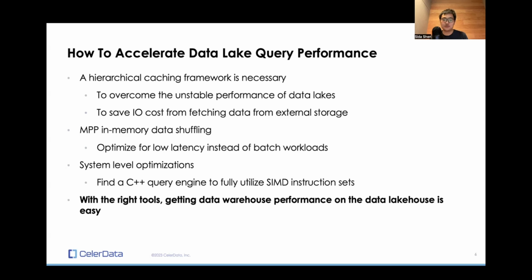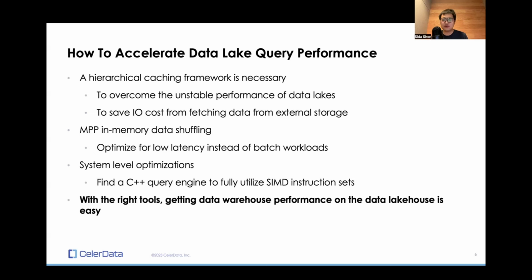external data lake storages. Also, you want to find a query engine that can do MPP, massively parallel processing, so it's scalable, and is able to do in-memory data shuffling. So instead of persisting every shuffle to disk, you want something that can shuffle between memories, and ideally run the entire query process completely in memory to be optimized for low latency instead of batch workloads.